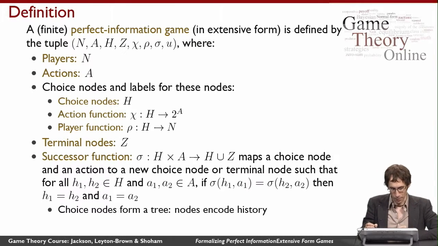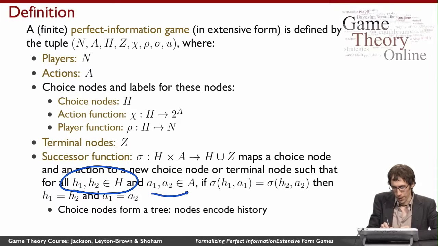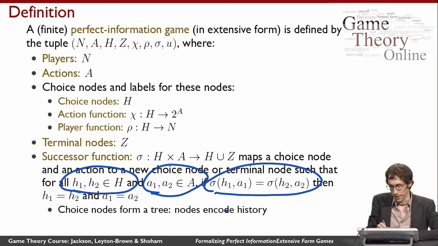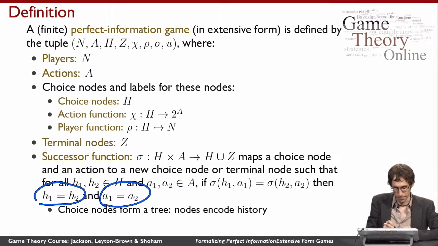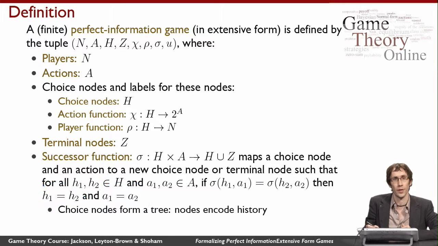And in order for that to happen, we need to say that there's only one way of getting to any given new node. So the way we say that formally is that for all pairs of choice nodes and for all pairs of actions that could be taken, the only way that the successor function can be equal in both of those cases is if the two choice nodes were the same and the two actions were the same. So this condition means that the choice nodes form a tree, which is what we want.